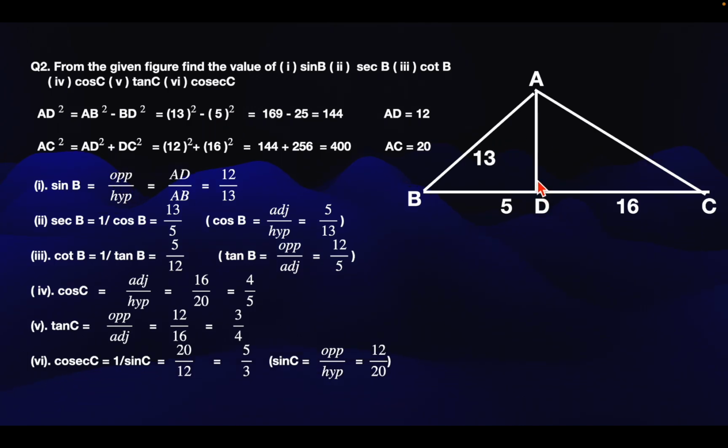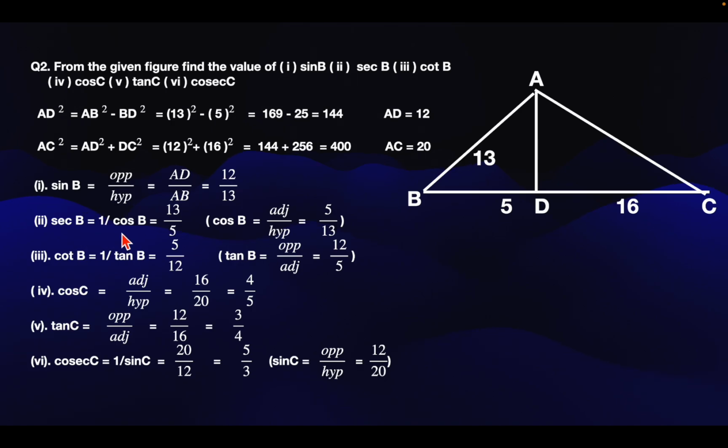Now take this triangle. Here AD is 12. So AC square is 12 square plus 16 square. Simplify it, and you will get the value of AC as 20. So here AC is 20, AD is 12. Remember that. Now let's find out sin B. Sin B: opposite side is AD and the hypotenuse is AB. So opposite upon hypotenuse is 12 upon 13.